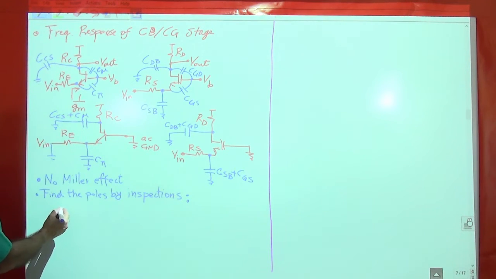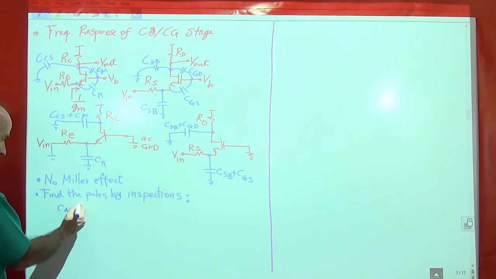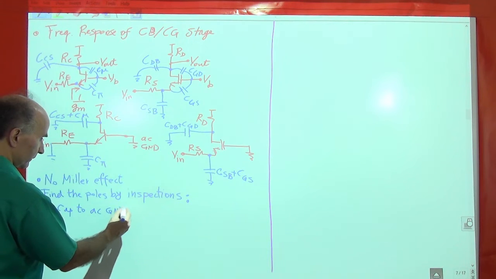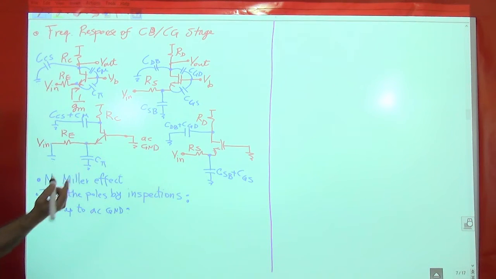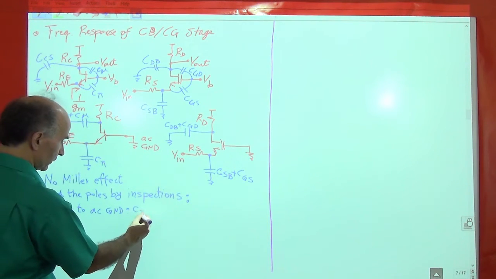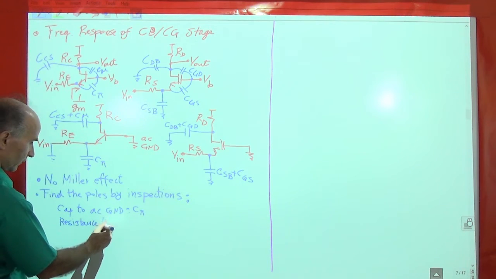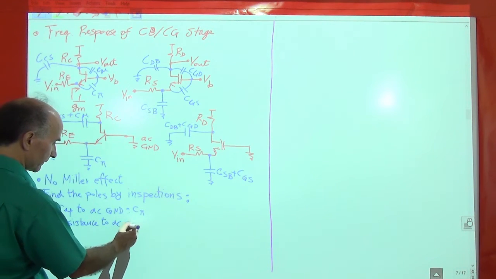Okay, so let's write that out. Cap to AC ground. Okay, C pi, right? We don't have anything else. So that's good. How about resistance? So resistance to AC ground.